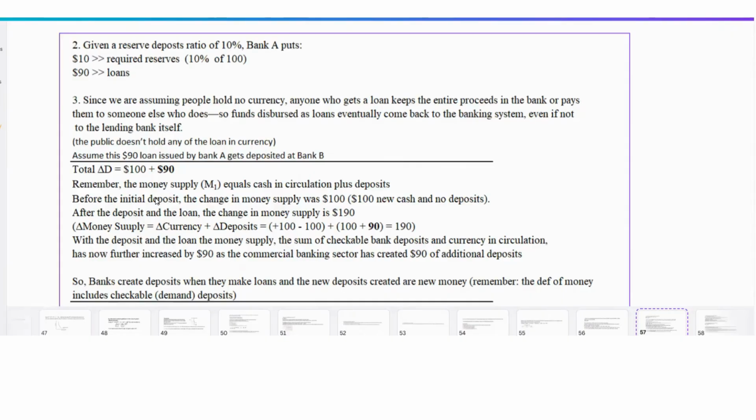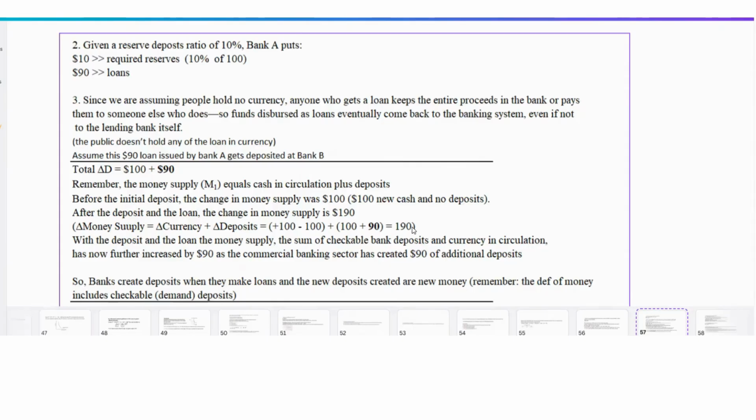After the deposit and the loan, the change in money supply is now 190. Why is that? Because initially you had $100 of currency, and now the $100 of currency has gone down, right? And the $100 that was deposited at Bank A, plus the $90 now deposited at Bank B. So overall it is 190, because we have the initial $100 the central bank created, plus now the $90 deposit created by the bank.